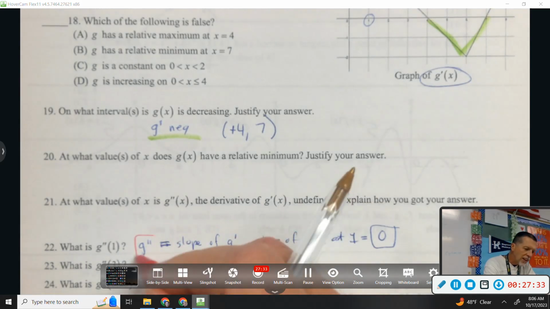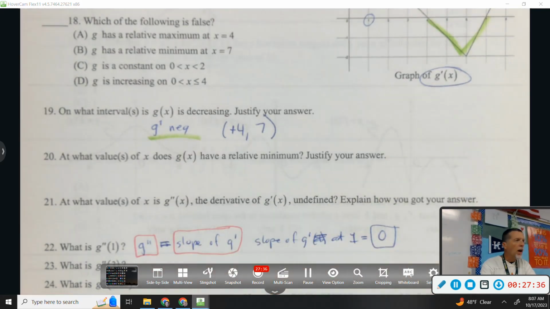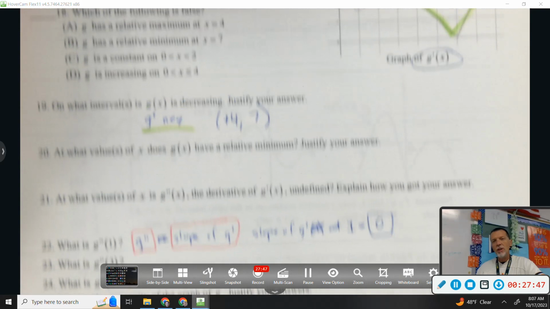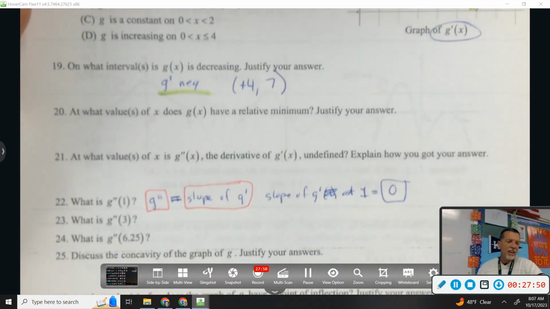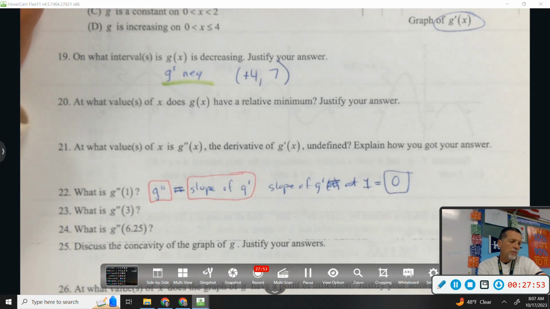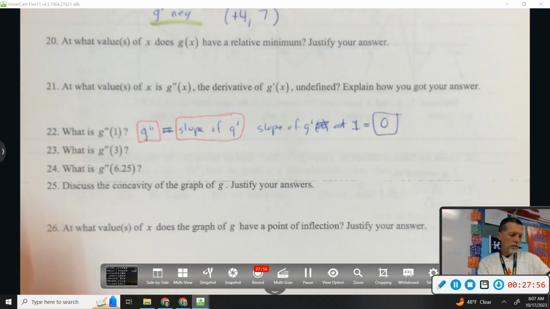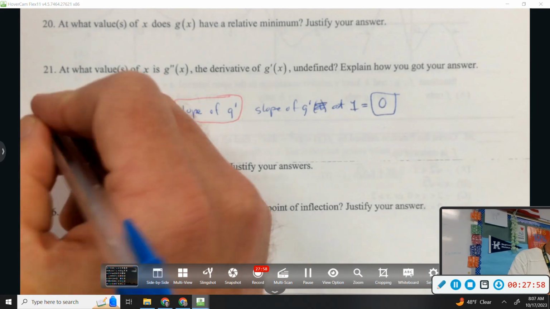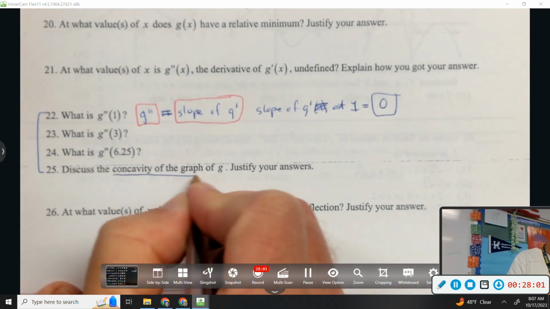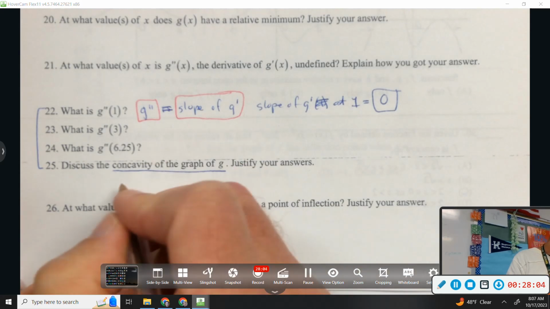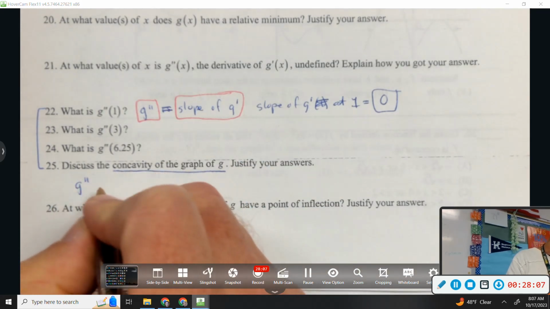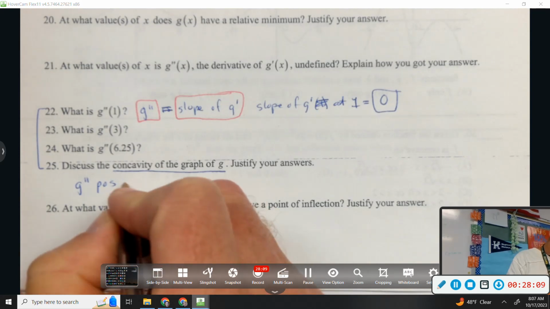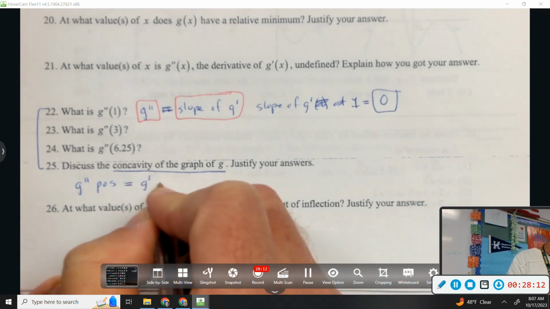So understanding that g double prime is the slope of g prime, or whether g prime is increasing or decreasing. So that's a concept question with almost no calculation, but you definitely have to understand what the derivative means. 25, that's a good pairing with 22, because the concavity of the graph of g means I want to know where g double prime is positive, but that's the same thing as where g prime is increasing.